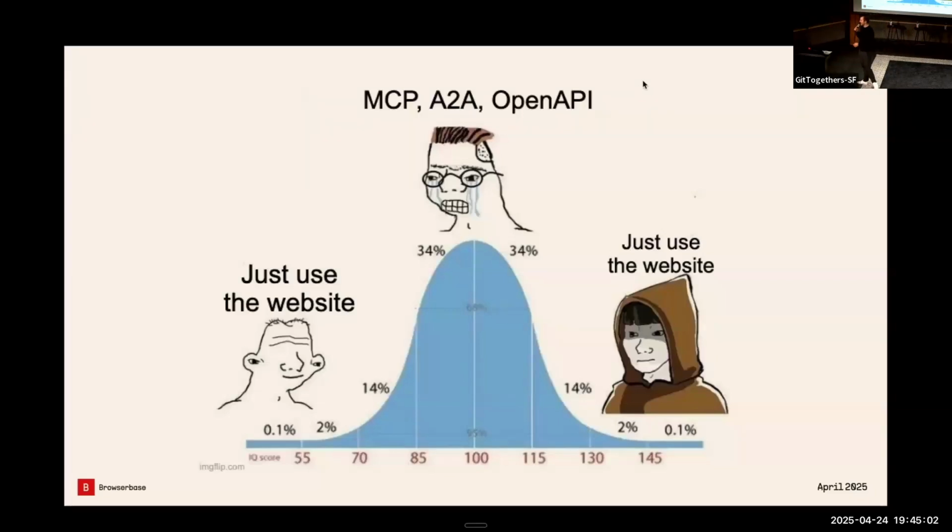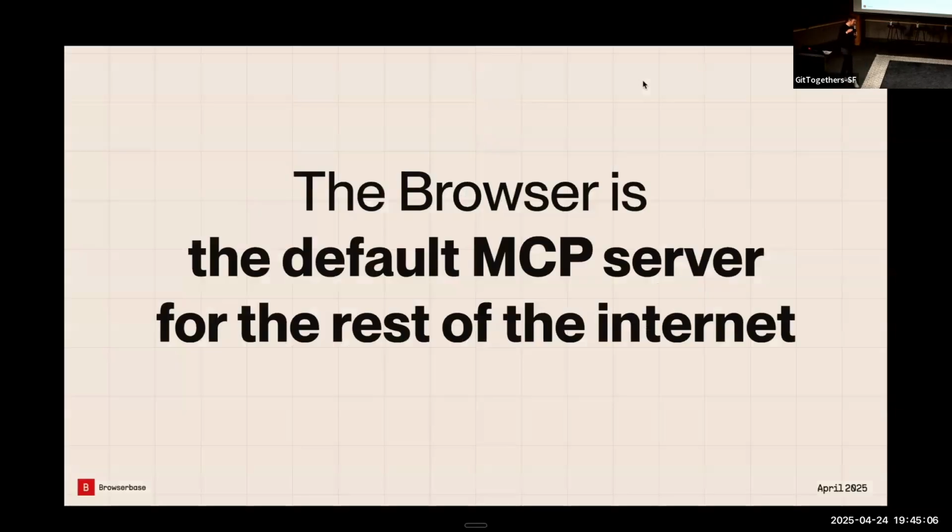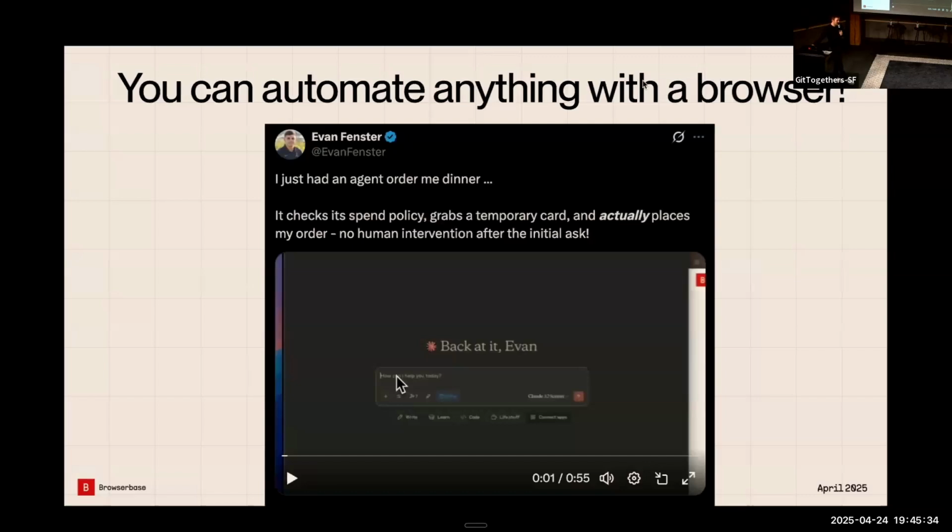I really want you to think about MCPs as two categories. The browser is the default MCP server for the rest of the internet. You don't need an MCP tool for every single website, and frankly, you're just not going to get one. Do you really think the SF Pets Adoption Agency is going to have an MCP server? If you want your agent to help you adopt a cute little cat, I don't think they're going to have one of those. You're going to have to use some other tool. That's where I think the browser should be the MCP server you're always adding to your application. I feel really strongly about that. And you really can automate anything with the browser.